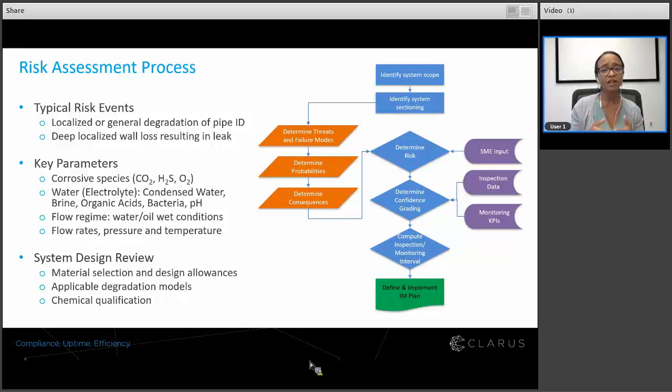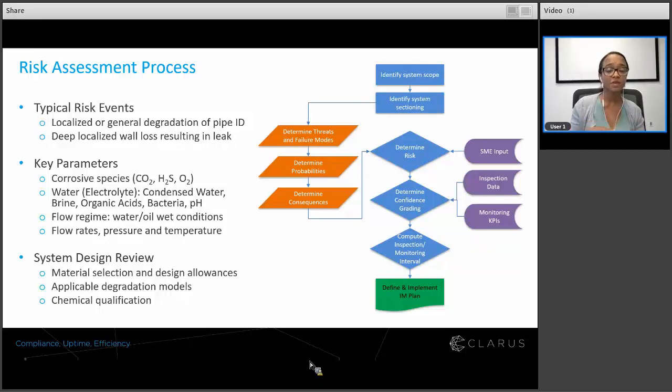Once we identify a system scope and divide it into unique sections that can be assessed, the typical risk events that we evaluate are localized and general degradation of the pipe ID. We also might look at deep localized pitting corrosion that can result in a leak. Key parameters that help us determine the threats and applicable failure modes.